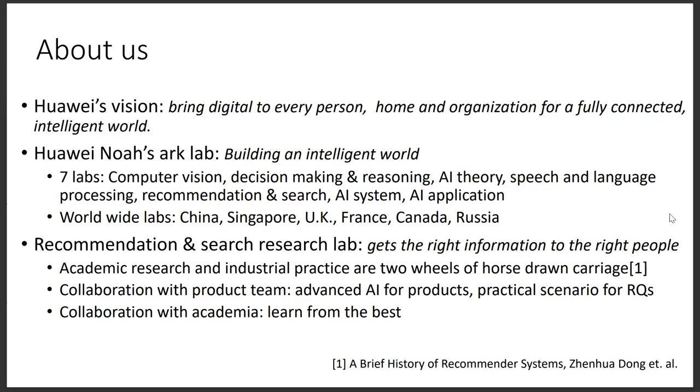As we know, the history of recommendation systems is more than 30 years. In 1994, the first collaborative filtering work, the GroupLens paper in CSCW, was the beginning of recommendation systems. We found that academic research and industry practice are the two wheels of recommendation systems. On the one side, our team collaborates with our product team, who can provide us the datasets and scenarios, and we can apply advanced AI technology to improve recommendation systems and validate our algorithms. On the other side, we would like to learn from the best, so we collaborate with academia and also do some interesting research about recommendation.